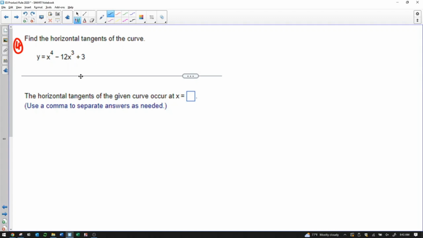Oh, you okay? Yeah, we can do yours. It's y equals 2x to the 4th minus 24x to the 3rd plus 9. Okay, so you want the horizontal tangent line here.